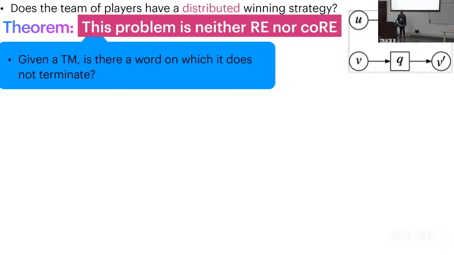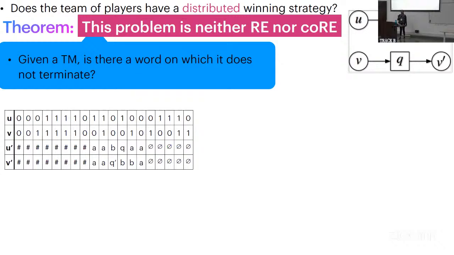Now we want to try to reduce from it. So these are the values that I want to be in the locations. This is a sequence of values that is going to appear in the U location. This is the one in V. This is the one in U prime. This is the one in V prime. So U and V are Boolean locations. The values are going to be just 0 and 1.